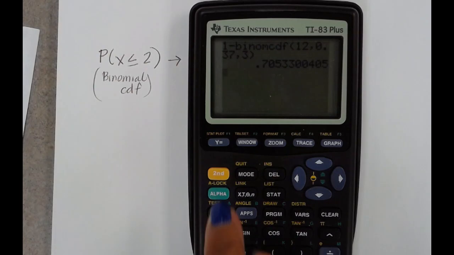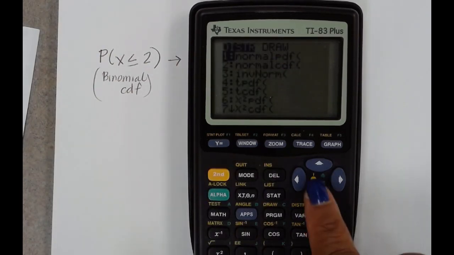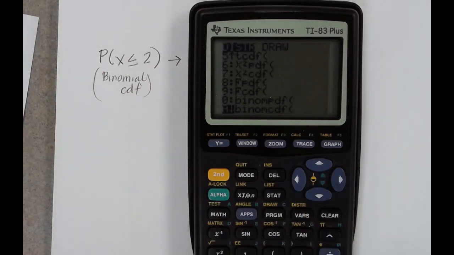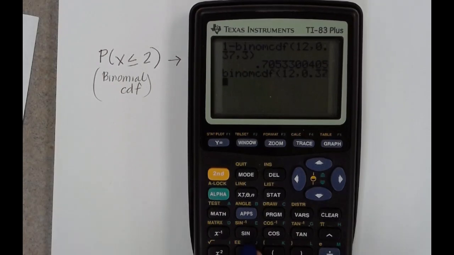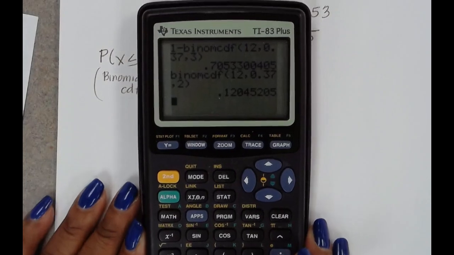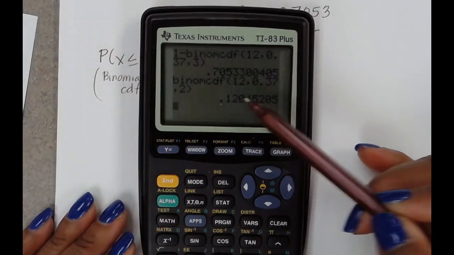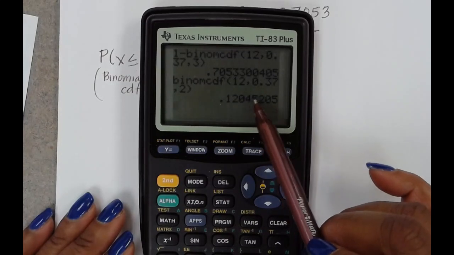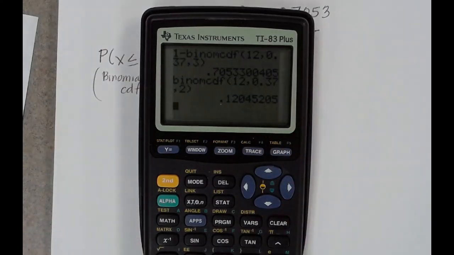So second bars, CDF of 12, the probability 0.37, and X is less than or equal to 2. I should see 0.1205, because this 5 is going to make the 4 round up. That's what I'm going to record on my paper first.